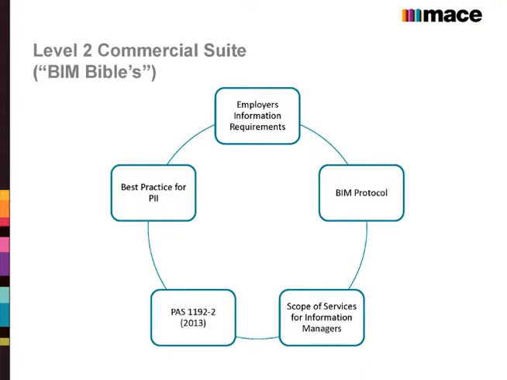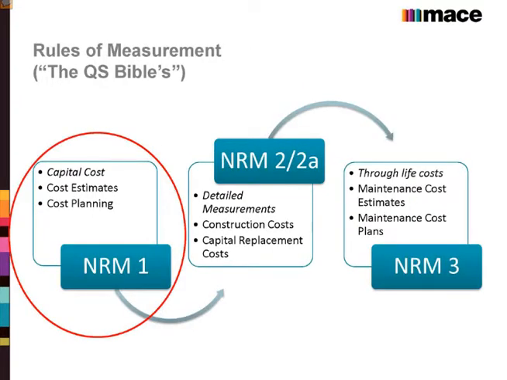By this point, you would have hopefully learned about what the level 2 commercial suite documents are, and that obviously involves the employer's information requirements, your BIM protocols, scope of services for your information managers, PAS 1192, and the best practice for your professional indemnity insurance. I'm kind of hoping at this point everyone had previously been told what it was, but we're going to pray. So I dubbed them the BIM Bibles.